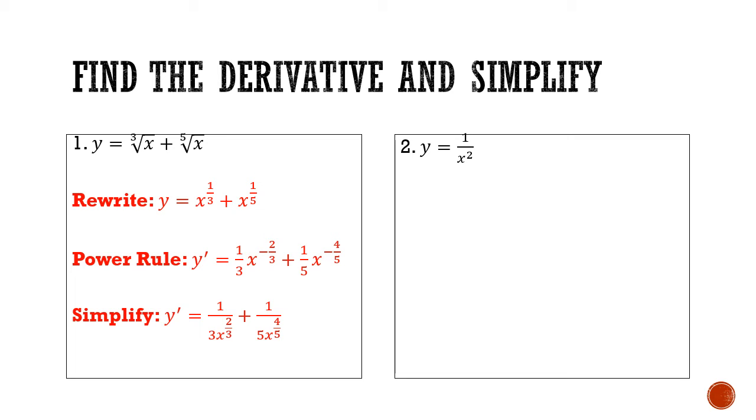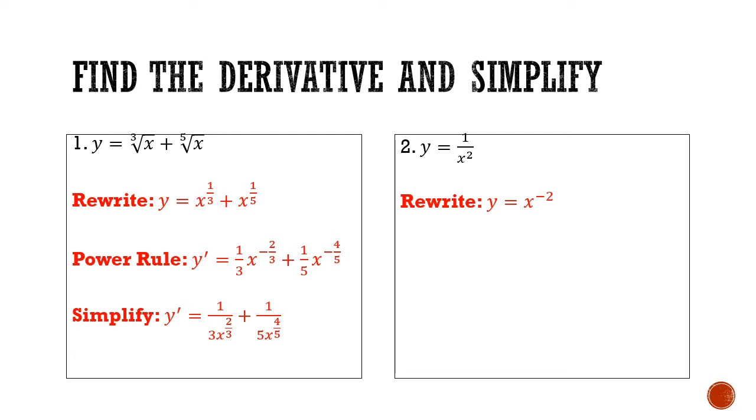Number 2, y equals 1 over x squared. We can't apply the power rule because your power is in the denominator. So you need to move the x squared to the numerator first. So we're going to rewrite. And that makes it y equals x to the negative 2. Now, you don't need to keep writing rewrite, power rule, simplify every time, but you need to have these steps shown. Now we're going to apply the power rule.